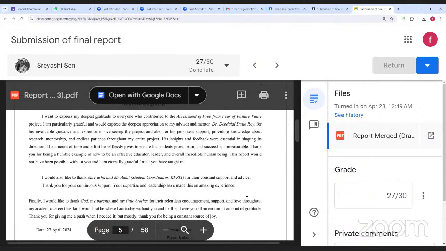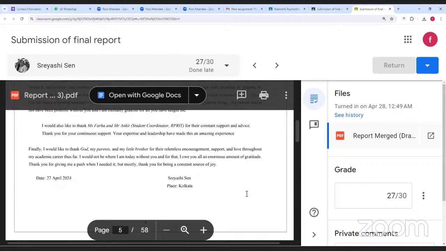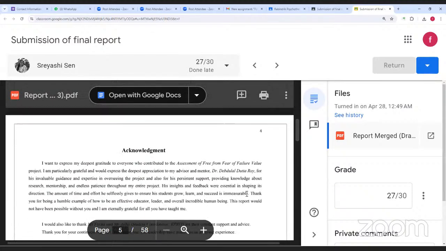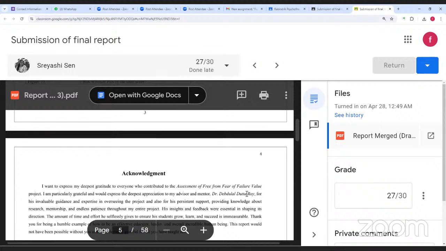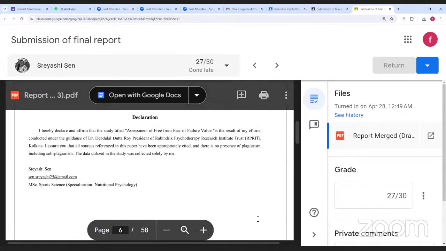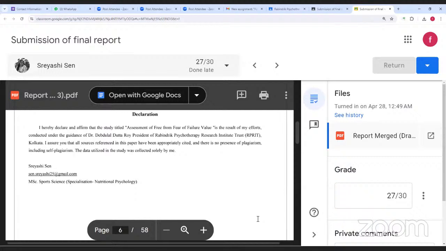This is the acknowledgement. In the post-graduation, she worked under my guidance, so she has understood all the techniques. This is the acknowledgement. And so this is the declaration. This part is very important, the declaration.